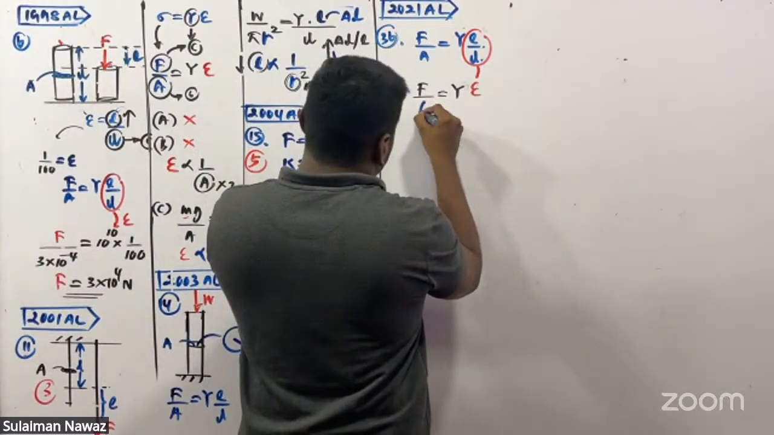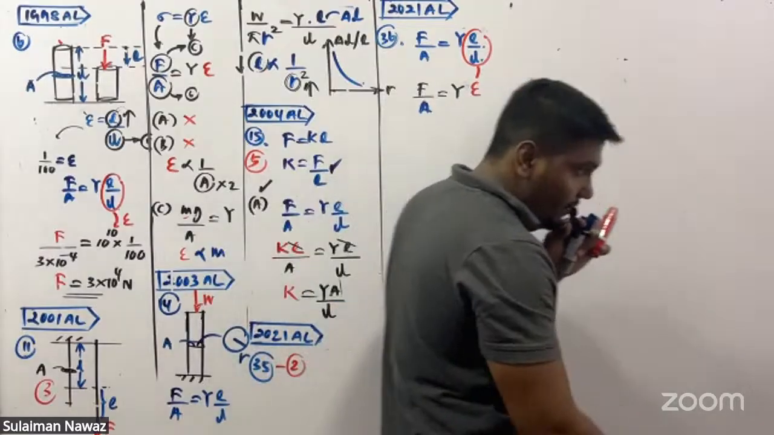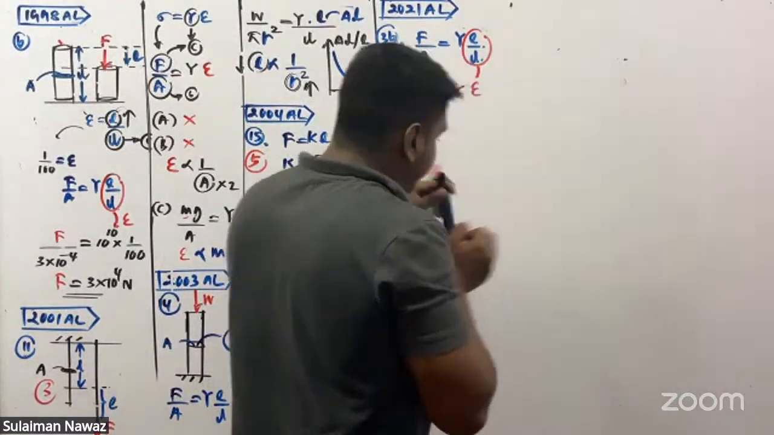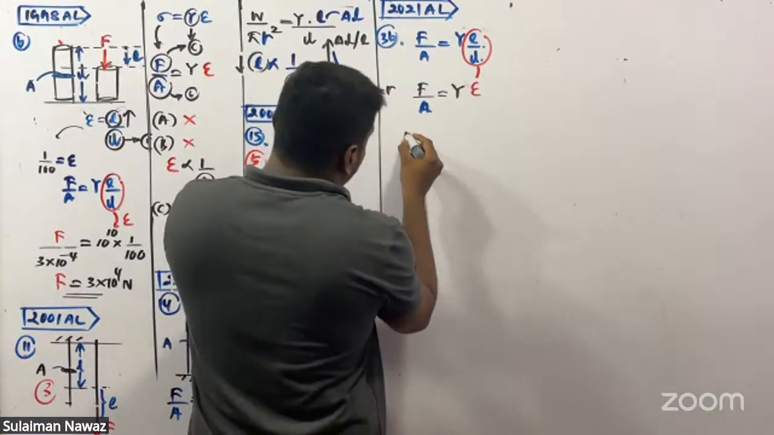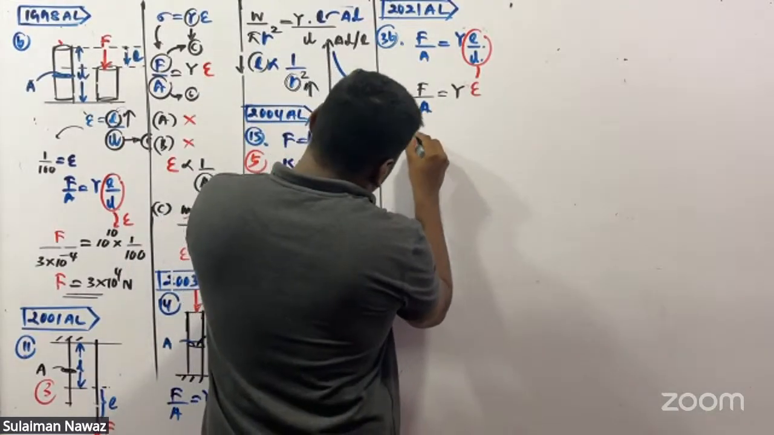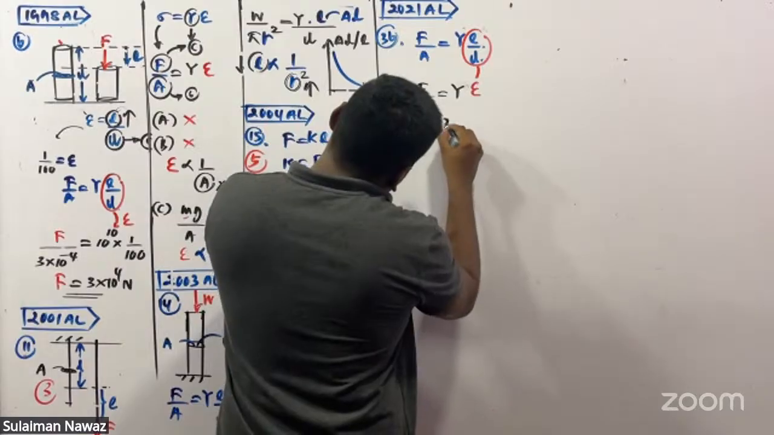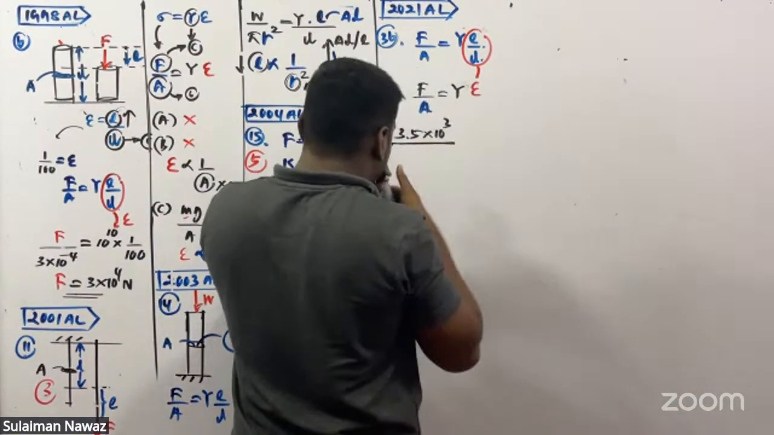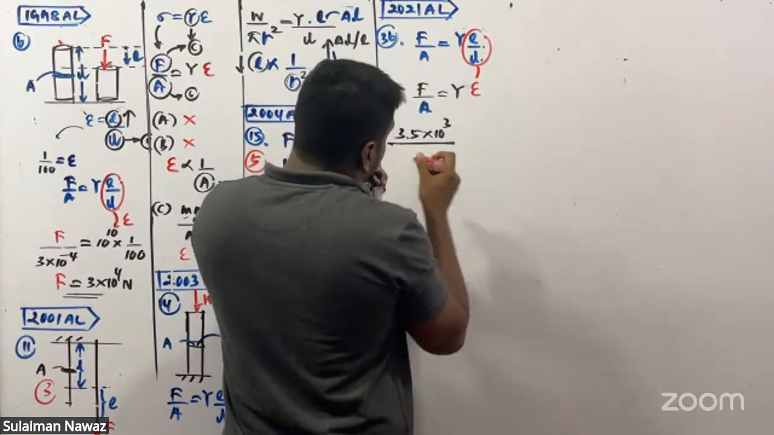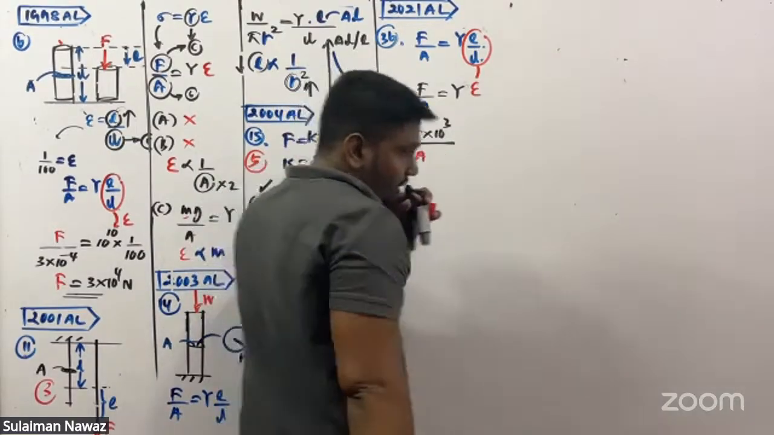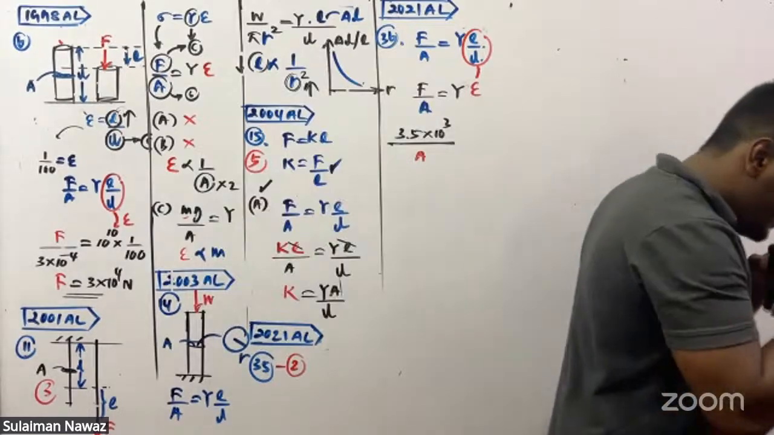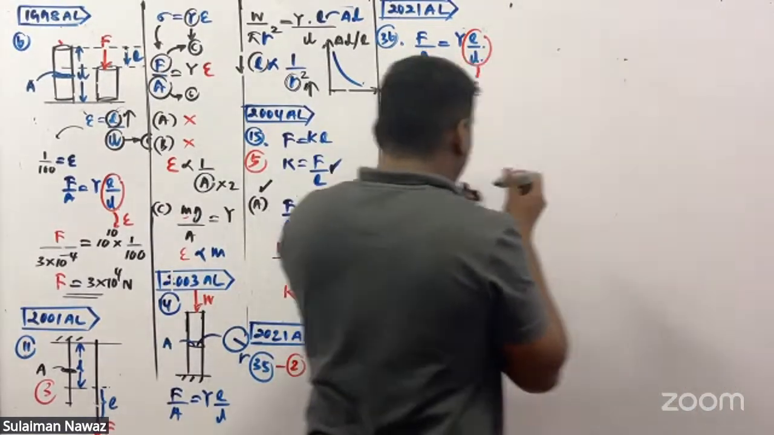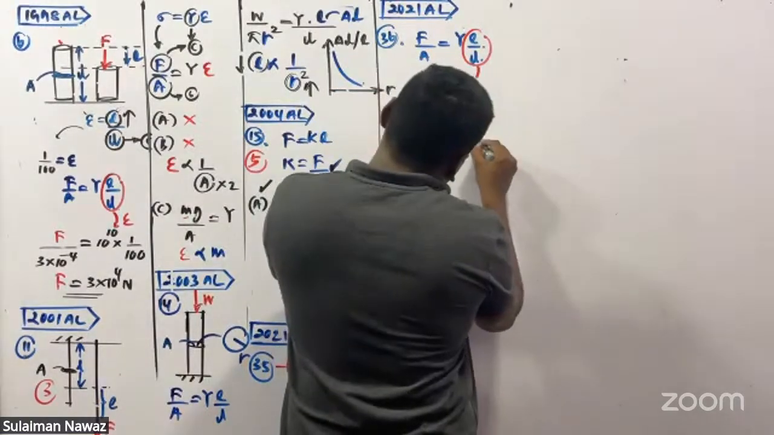Given F is 3.5 into 10 to the power 3. So I want to find actually capital A, that is my target. The Young's modulus of aluminium is 7 into 10 to the power 10.